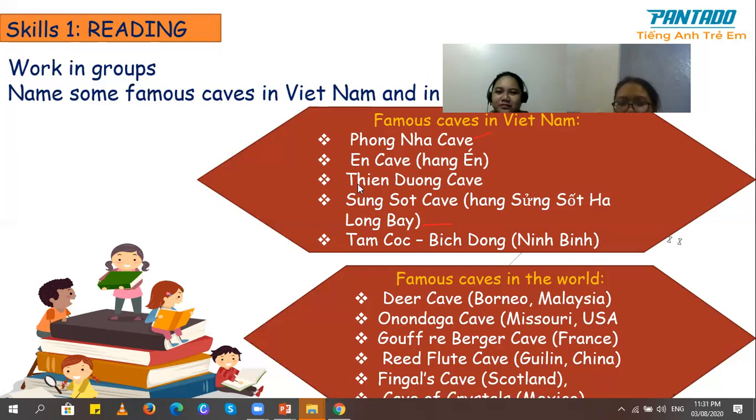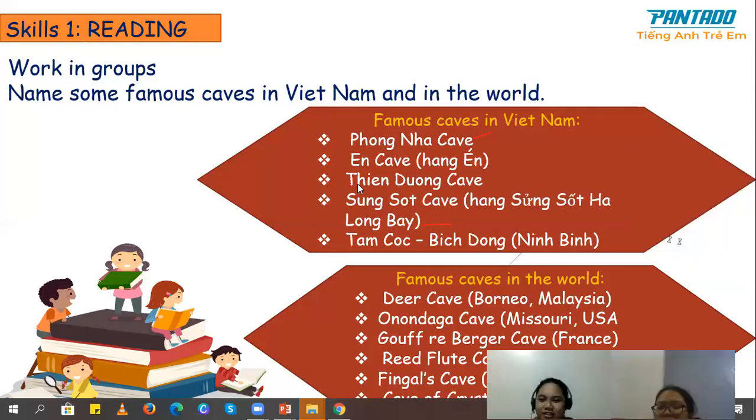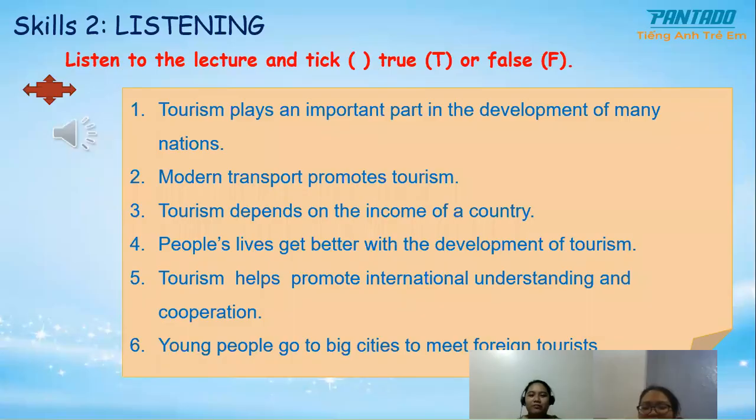All right, so now let's move to the listening part, Skills 2. Listen to the lecture and tick true or false. So we have six sentences here, and you have to listen to the audio twice. After that, you have to answer by reading the sentences and telling me if each is true or false. Did you understand? Okay. All right, let's start.